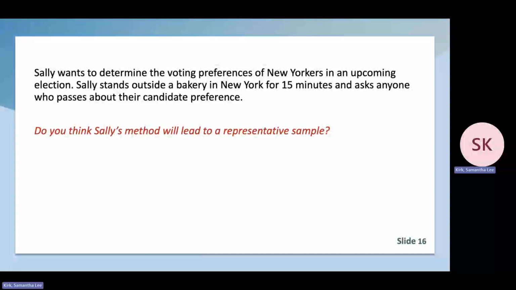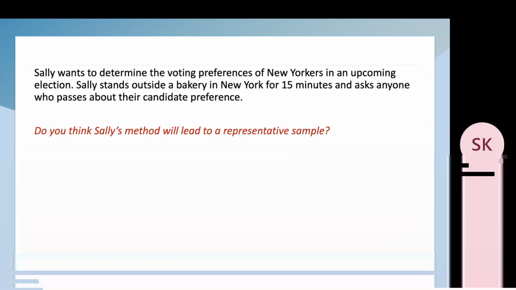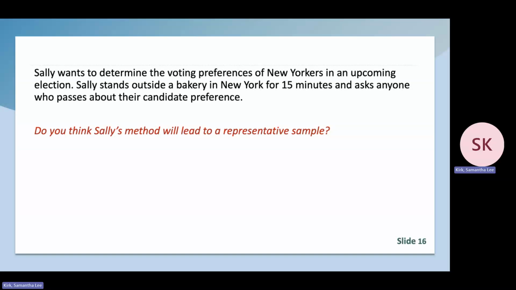Okay, so we've seen the 4 types of sampling methods. Let's talk about some examples where the sampling methods used weren't exactly right. Suppose Sally wants to determine the voting preferences of New Yorkers in an upcoming election. Sally stands outside a bakery in New York for 15 minutes and asks anyone who passes about their candidate preference. Do you think Sally's method will lead to a representative sample?